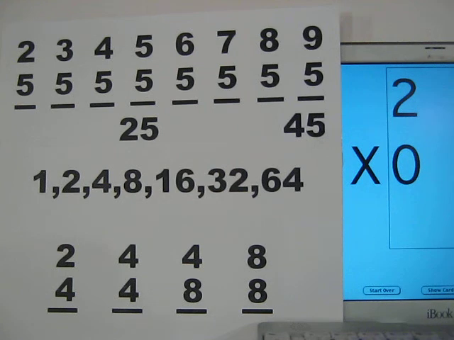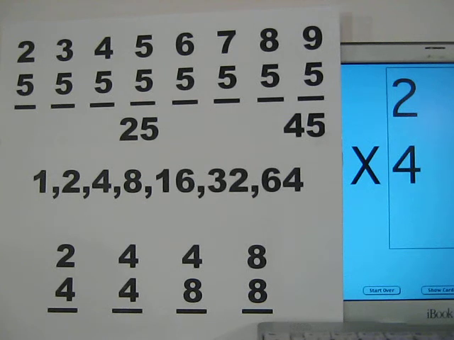2 times 0 is 0. 7 times 3, 3 touchdowns and 3 extra points. 7 times 3 is 21. 6 times 4 is 24. 3 times 4, consecutive number, 12 is the answer. 5 times 8 is 40. 6 and 7 had dinner for 2, 42. 8 times 8 is 64. 1 times 1 is 1.